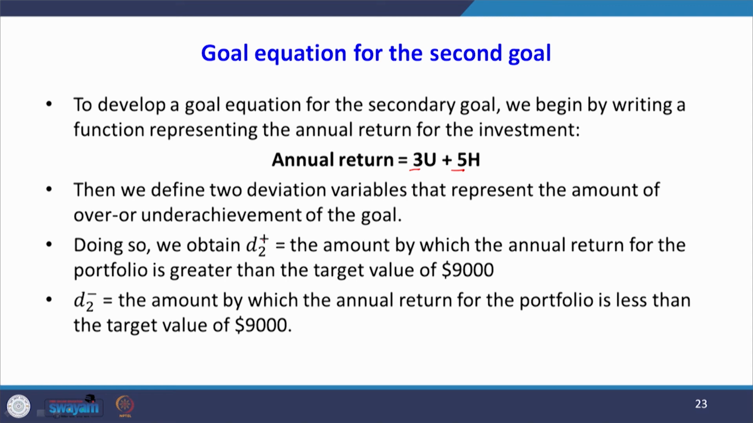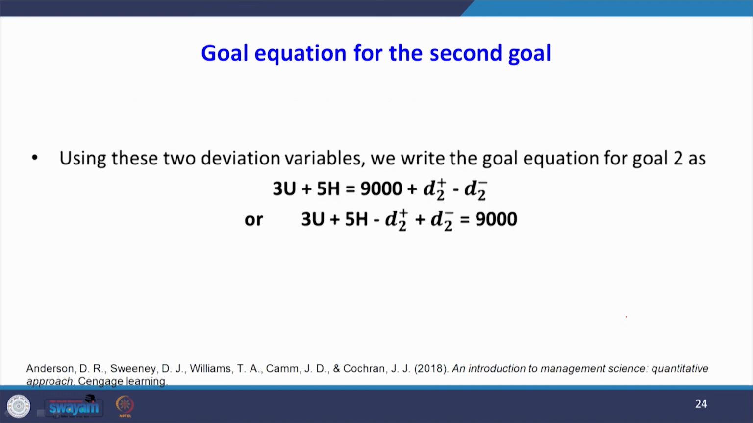Doing so, we obtain D2 plus. Why have we written D2 plus? For the second goal, D2 plus is the amount by which the annual return for the portfolio is greater than the target value of 9,000. D2 minus is the amount by which the annual return for the portfolio is less than the target value of $9,000. So, using these two deviation variables, we write the goal equation for goal 2 as 3u plus 5h equal to 9,000 plus D2 plus minus D2 minus. When you bring them to the left hand side, it becomes 3u plus 5h minus D2 plus plus D2 minus equal to 9,000.